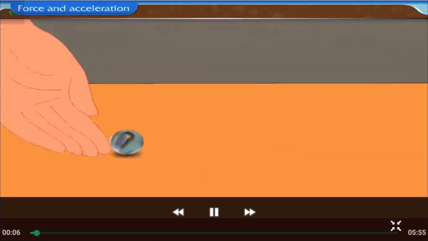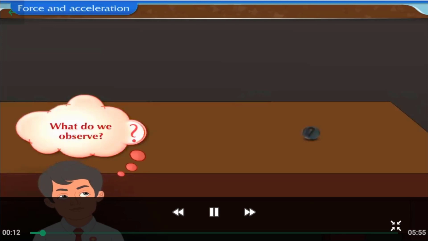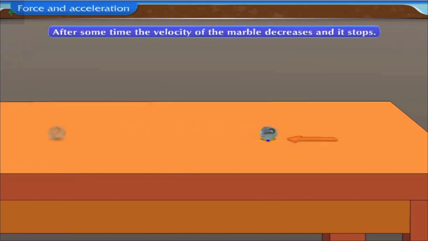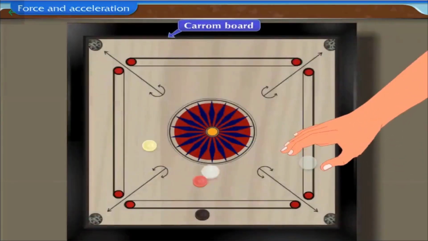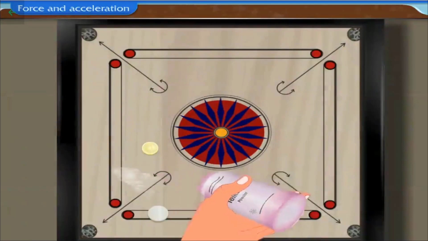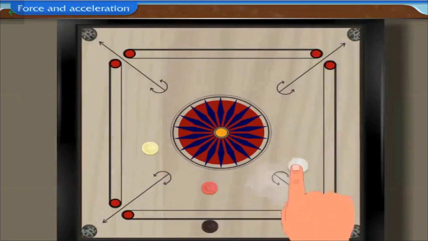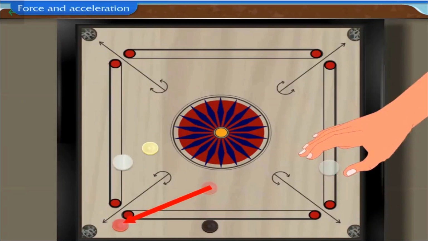Force and acceleration. Let us take a glass marble and let it roll on a big smooth tabletop. What do we observe? We observe that after some time, the velocity of the marble decreases and it stops. On a carom board too, the carom coin pushed by a striker moves forward some distance and then comes to a stop. However, if we apply some talcum powder to the carom board, and then push the coin, then the coin keeps moving for a longer time and then comes to a stop.